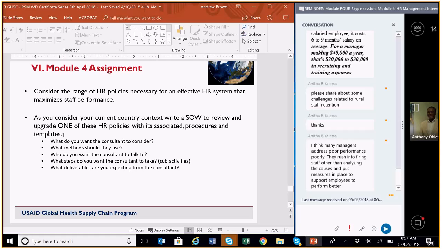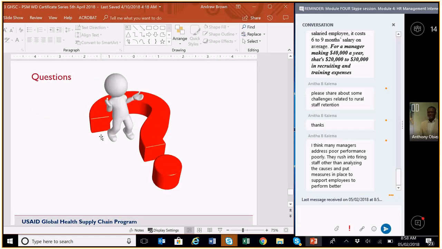As you prepare that scope of work, I want you to think about what you want the consultant to consider, what methods they should use, who you want them to talk to, what steps you want them to take, and what deliverables you want. So the idea here is that I want you to take one of these HR procedures that we've spoken about and think about, if you were going to review that procedure in your country, how would you do it? And a good way to do that is to prepare a scope of work. Now that scope of work could actually be given to yourself to do if you have a capacity development role in the country, or it might be something you want to outsource to someone else. But that is the assignment for this module.